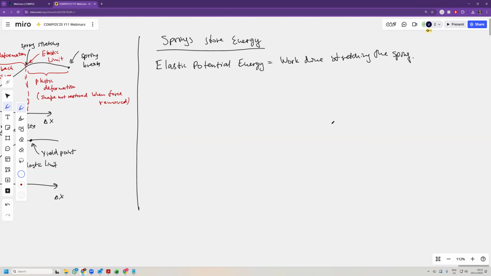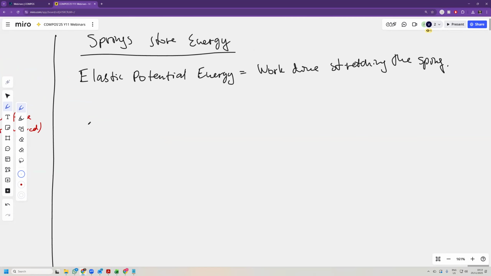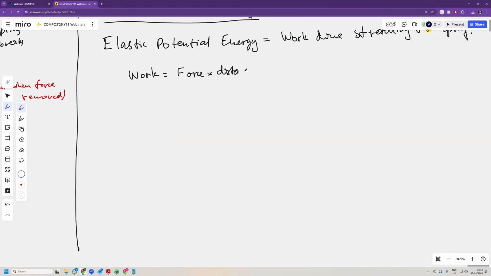Work done by stretching the spring. So let's see what we can do. Well, we know work is force times distance. So if you have a spring and a spring constant K, and you have a force F, and the spring moves a small distance, that's your distance moved, right? So work is force times distance.